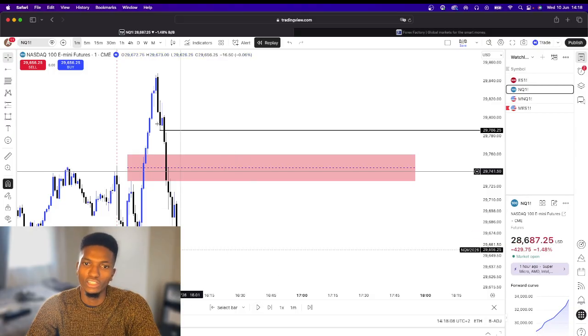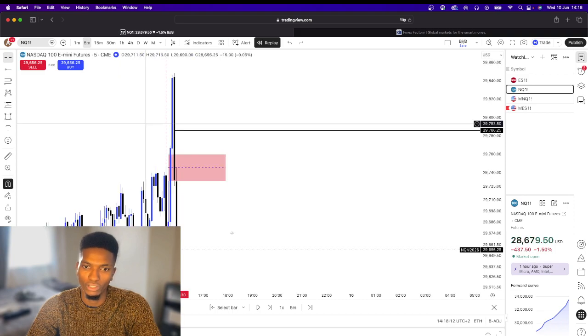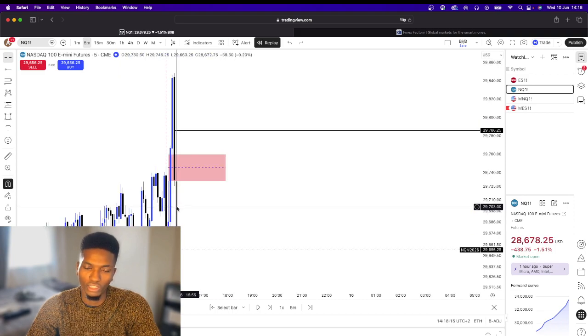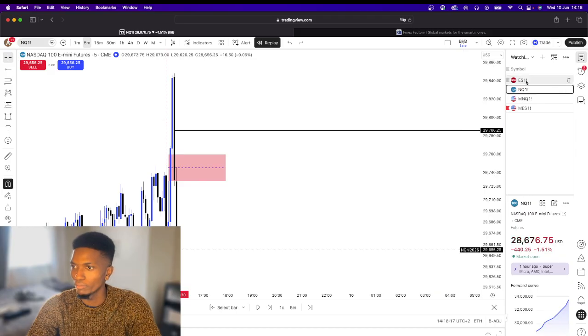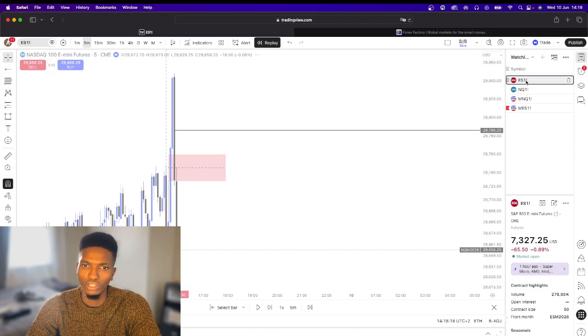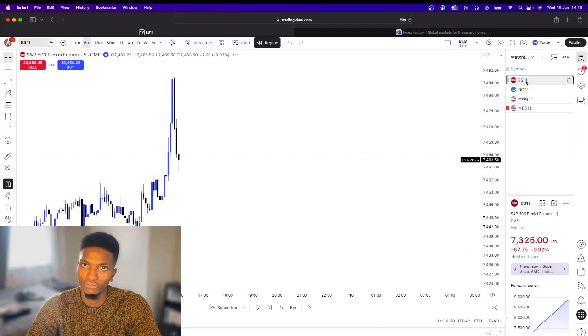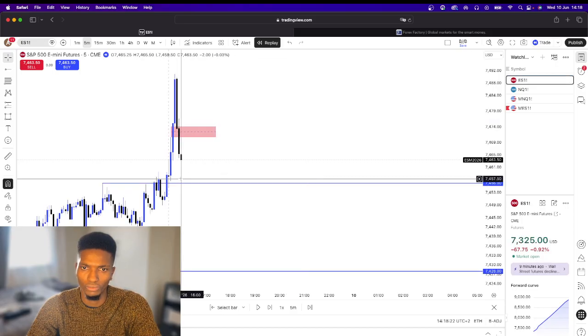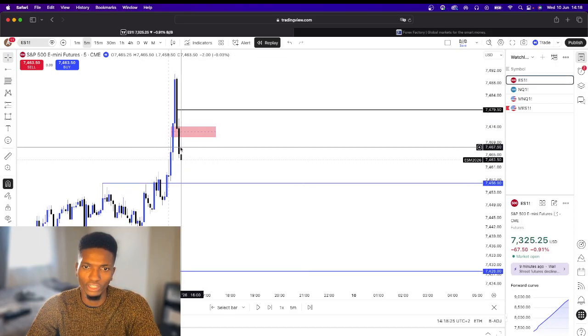There. Now what this means is that on Nasdaq we invest the fair value gap. You see, here's the 5-minute candlestick. We invest the fair value gap. On ES, let's see if we did the same. If we did, then awesome. Okay, we did as well.